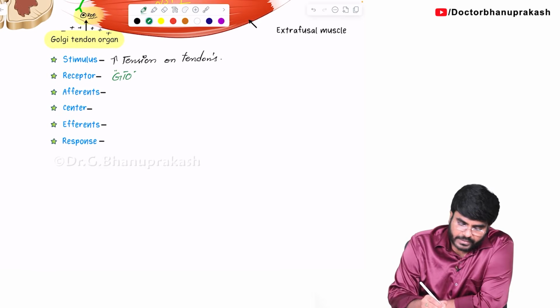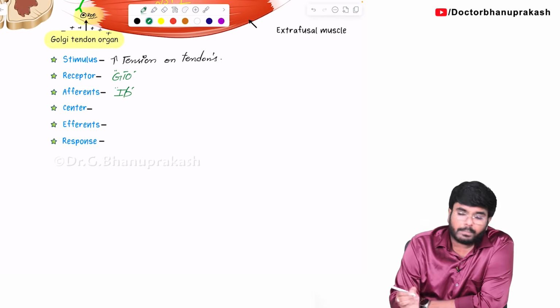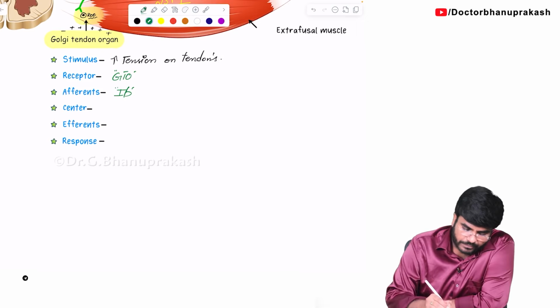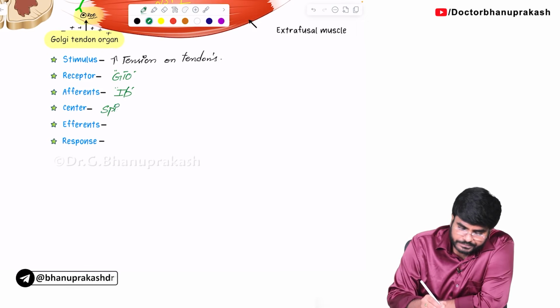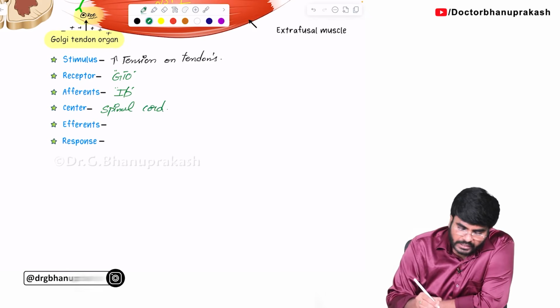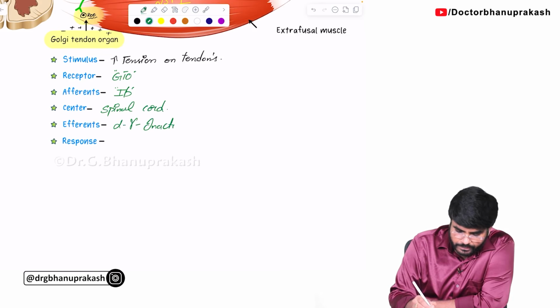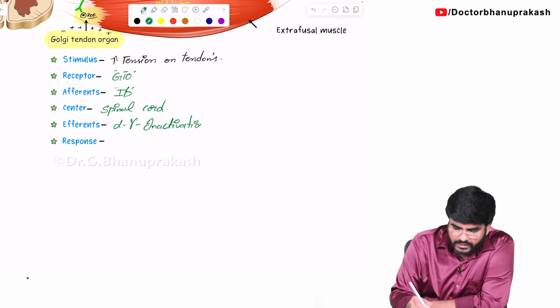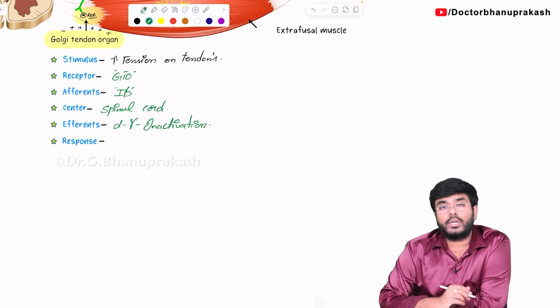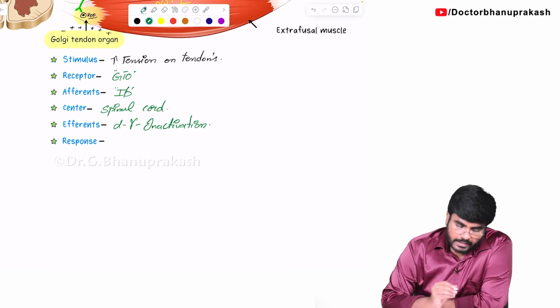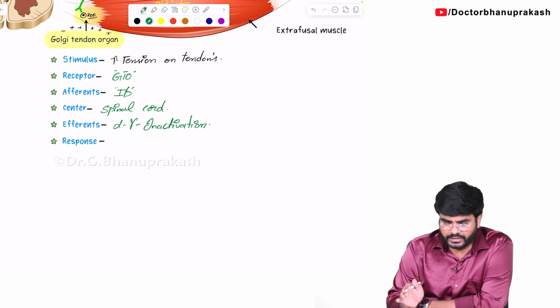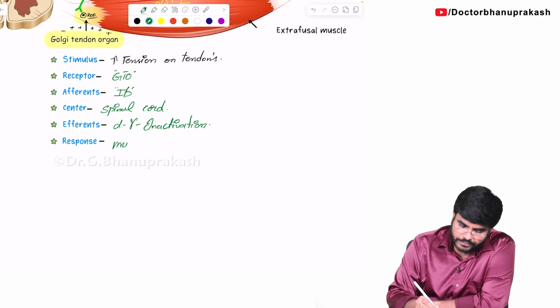What are the afferents in this pathway? 1B fiber. With the help of the 1B fiber, the information is going to the center. And who is the center? Nothing but the spinal cord. And what are the efferents? The efferents are alpha and gamma inactivation. Inhibitory interneurons are going to inhibit the alpha motor neuron and gamma motor neuron by releasing GABA. Next, what is the response? Whenever the alpha and gamma are inactivated, the response is going to be muscle relaxation.